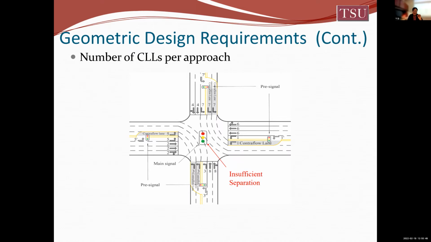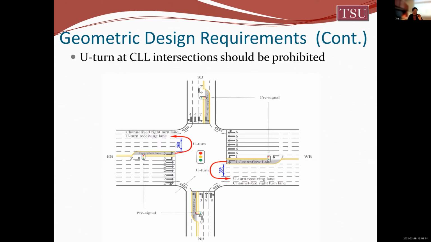Okay, another thing is about U-turn. For this kind of intersection, U-turn should be prohibited. The reason is first, you cannot let people make a U-turn from the regular left-hand lane because they have the control flow left-hand vehicle on their left side. So if they make a U-turn, they will have conflicts. Then for the vehicle on the control flow left-hand lane, it's also very difficult to make a U-turn because you are in the opposing lane already.